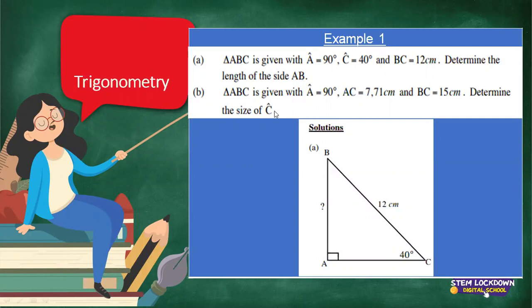Okay, right. So this here obviously is a right angle triangle because one of the angles is 90 degrees. So the best thing to do is to sketch it, to have a sketch of it.